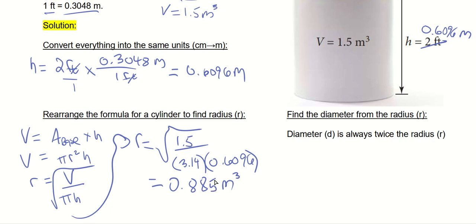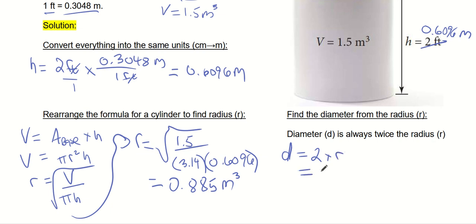And let's find the radius first, and then we'll do the conversion to centimeters afterwards. So we know that the diameter will always be twice the radius. So the diameter, I'm going to say D for diameter, will be twice the radius.